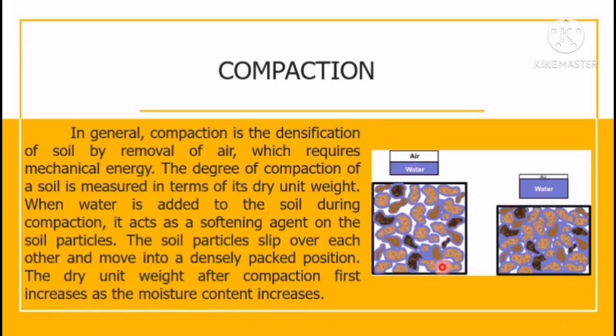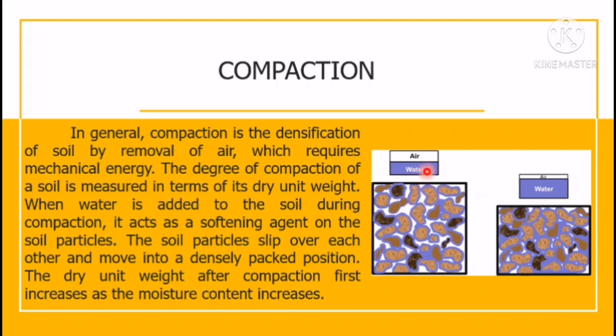Originally, if you look at this figure, there are lots of void spaces, and after compaction, the void spaces are reduced, and if you look at the volume of soil, the volume of the soil mass is thereby reduced also because of soil compaction. So, if you again compare the two figures, you'll see that the water in here is almost the same as the volume of air.